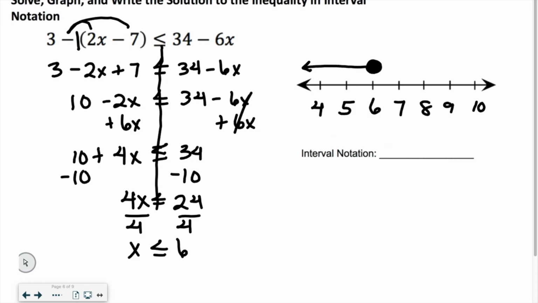So with interval notation, you use a bracket. 6 is the starting point, and it's going to the left, so that's negative infinity. Because it keeps going on forever and ever to the negative infinity side.